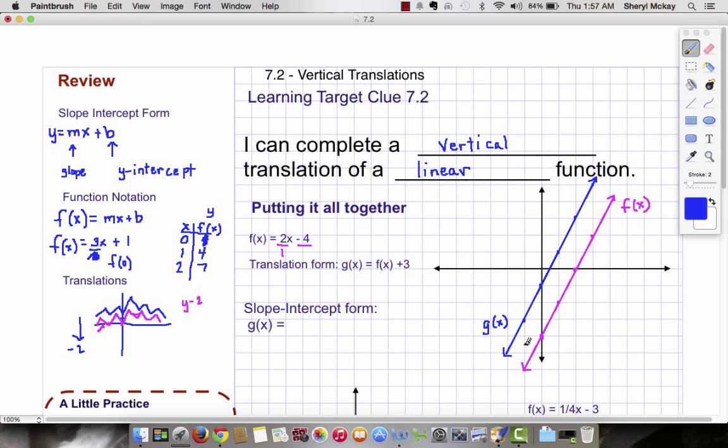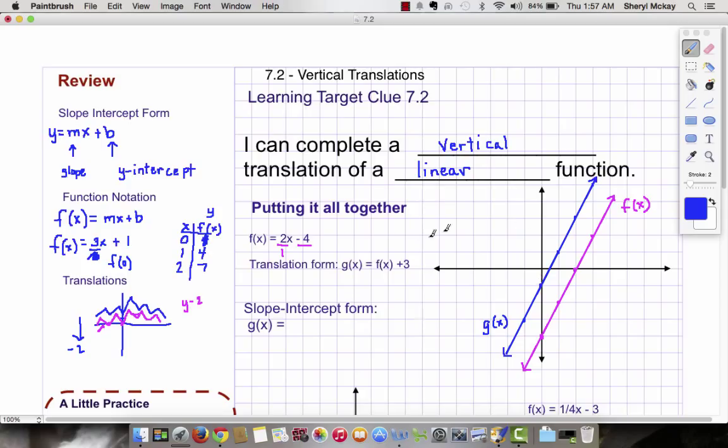So this equation, g of x, which I'll label right here, this line, g of x, this function, is just f of x with adding 3 to it, plus 3. And that's the translation form, okay? So we're writing g of x in terms of f of x. G of x is f of x plus 3. And all I've done is I've moved it 1, 2, 3 up the y-axis.